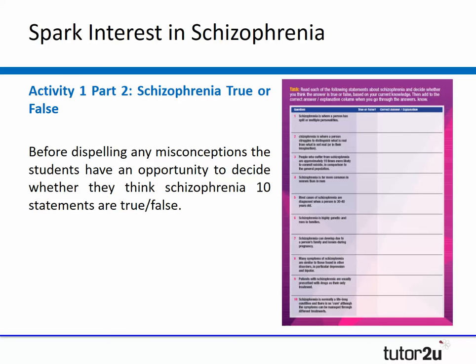Before you tell them whether they're right or wrong, there is a series of ten true or false questions which the students can read to decide if they think each is true or false. Just to give you a couple: the first is 'schizophrenia is where a person has split or multiple personalities', and they might say yes, that's true. Another says 'people who suffer from schizophrenia are ten times more likely to commit suicide', and again they'll decide whether it's true or false. Do encourage them to write an answer, because there is an extra column for them to then correct themselves and write down the real answers in a moment.